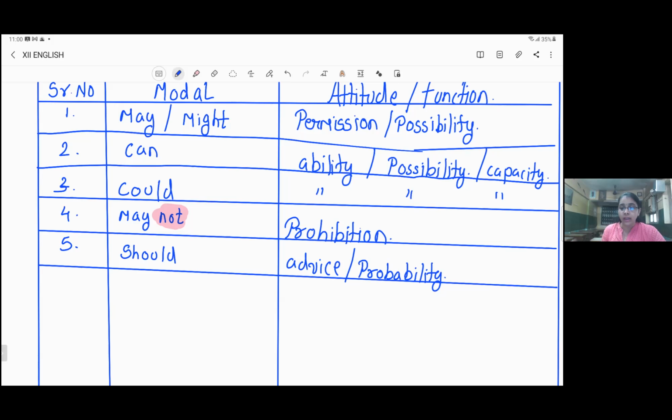Because there should be some goal in front of you. So I am giving you all the advice. That is where I am using the word should, because I am denoting what? An advice or a probability. Clear?